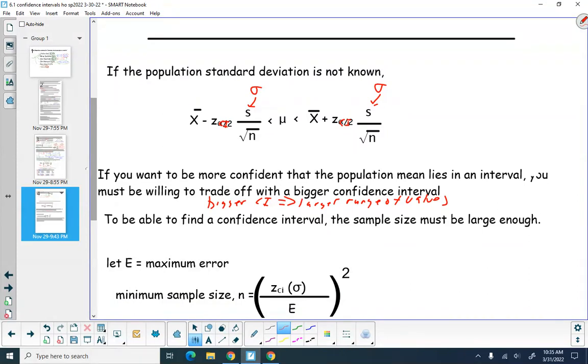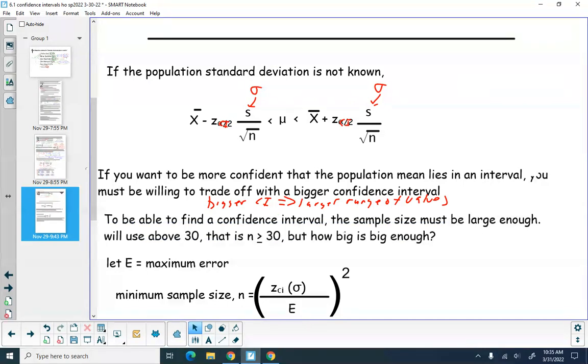To be able to find a confidence interval, the sample size must be large enough. We use 30 as a barometer. Once again, the law of large numbers says the more you can have, the better off. But usually 30 is a cutoff. You want to get things greater than 30.